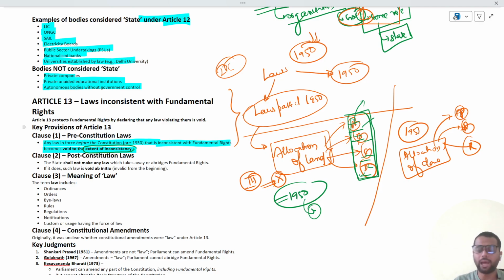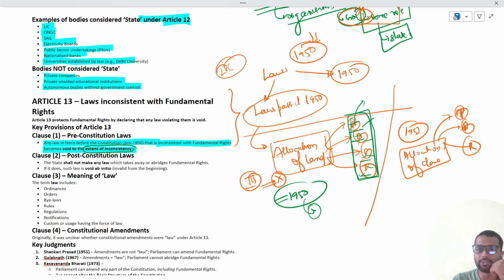But why is that so? Because before there were no guidelines. When did the guidelines come? The guidelines were enforced in 1950. So before that you were unaware. So if you have made that law, at that time it was valid, and it will remain valid. Whatever changes you have made under the purview of that law are valid. But from 1950 onward, that will become invalid to the extent of inconsistency. I hope that is clear.